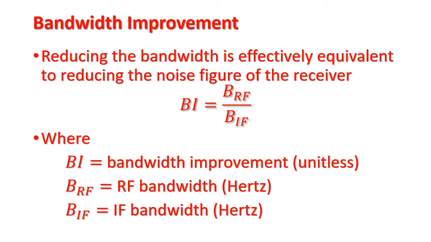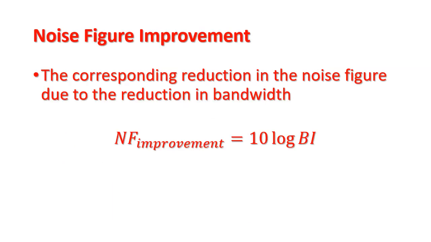Bandwidth improvement. Reducing the bandwidth is effectively equivalent to reducing the noise figure of the receiver. The formula for this is BI, or bandwidth improvement, which is a unitless quantity, is equivalent to B sub RF, or the RF bandwidth in Hertz, divided by B sub IF, or the IF bandwidth, also in Hertz. Noise figure improvement. The corresponding reduction in the noise figure due to the reduction in bandwidth has this formula. NF sub improvement is equal to 10 log BI, or the bandwidth improvement.